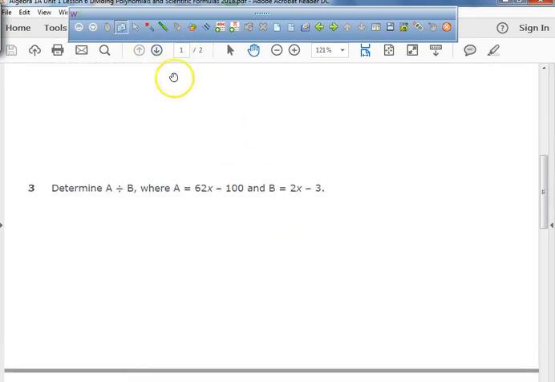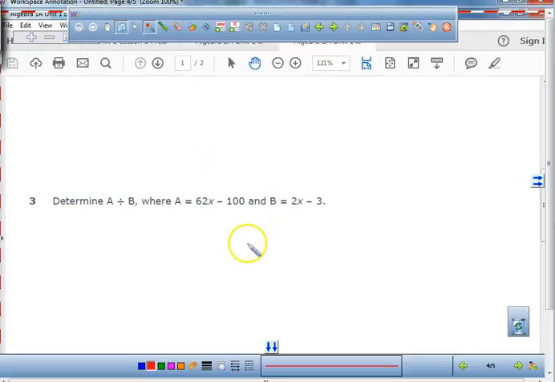I know, it's a lot of work. By the way, notice, how many problems did I give you on the front page? 20? 3. No, 3. That's plenty of room to work, okay? So here we go.